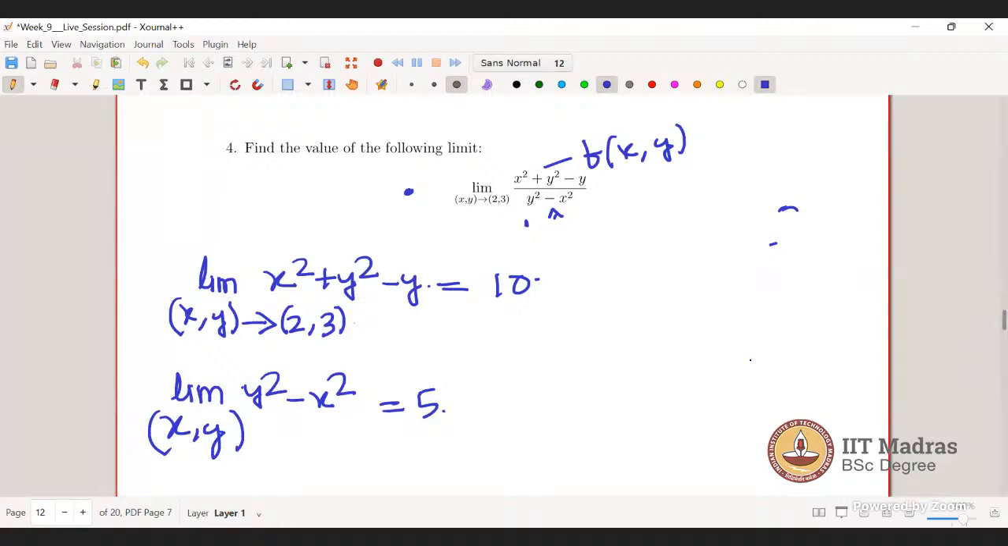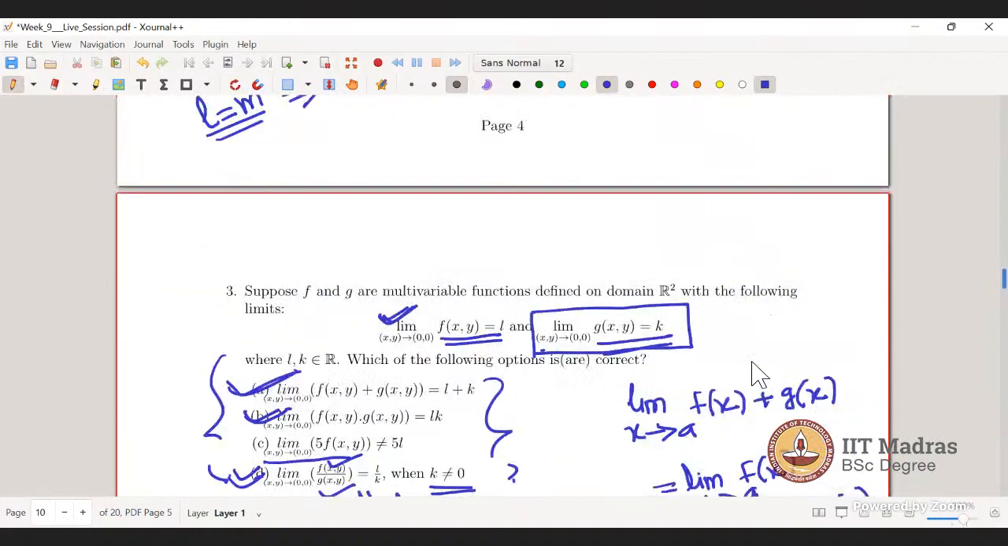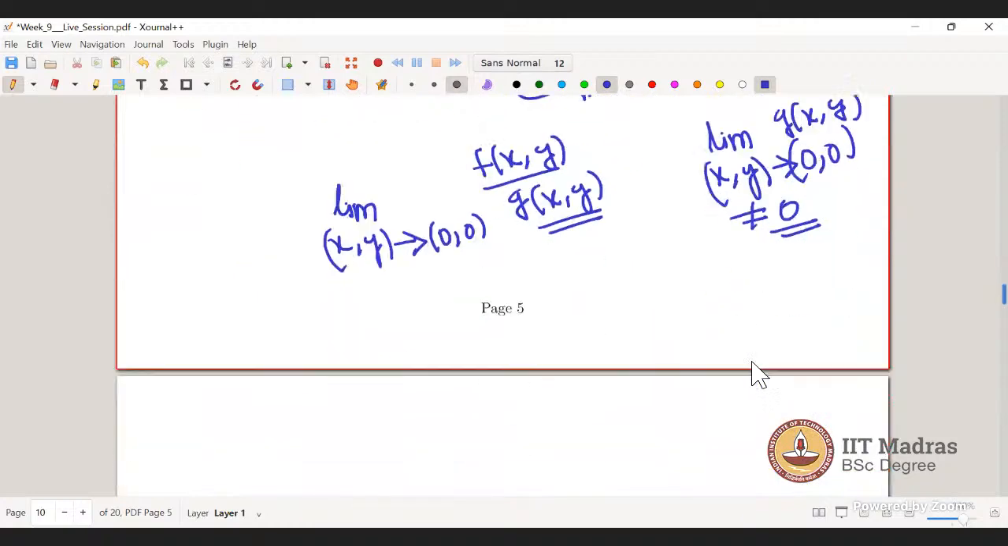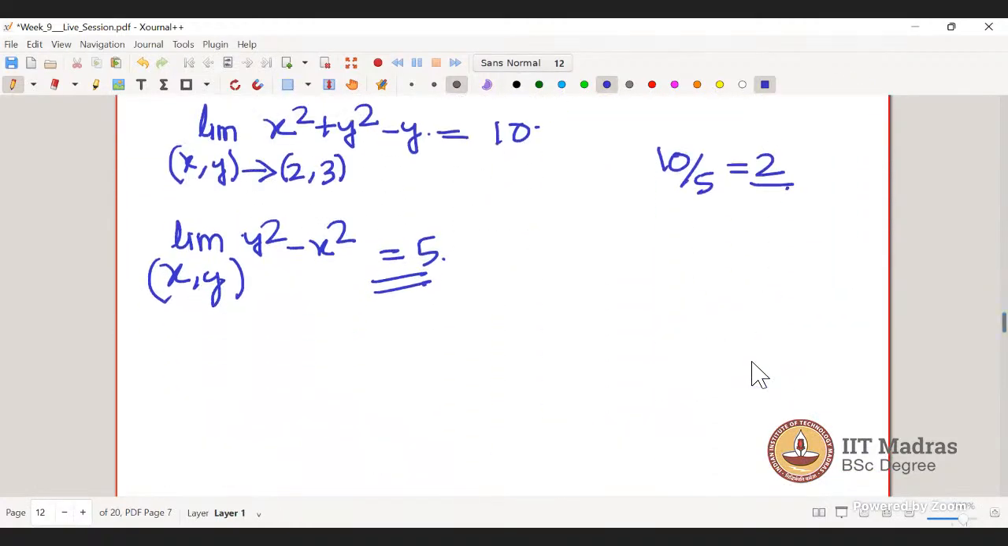So then if you apply the quotient rule, what will you get? 10 by 5, which is 2. So the limit is 2. The only thing you need to apply this rule is to know whether the denominator's limit is 0 or not. Since this limit is non-zero, we can apply this rule. If that becomes 0, then the whole story changes. If that is 0, you cannot apply that rule.